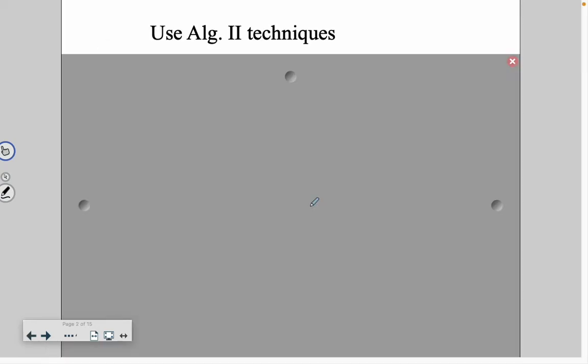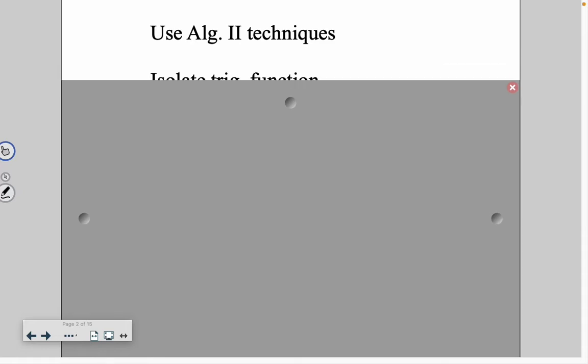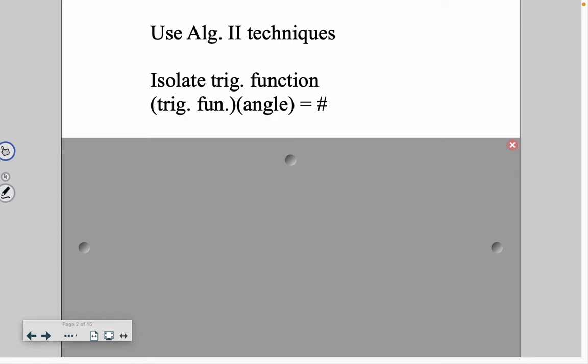When you're solving these trig equations, it's going to be basically one of two methods. Most of the time there's one of two things that you do. Both of them are Algebra 2 techniques. Option number one is if you only have one trig function in the problem, if there's only a sine of x or a cosine of x or secant or something like that, you are going to isolate that trig function. You're going to get it by itself so that it looks like this.